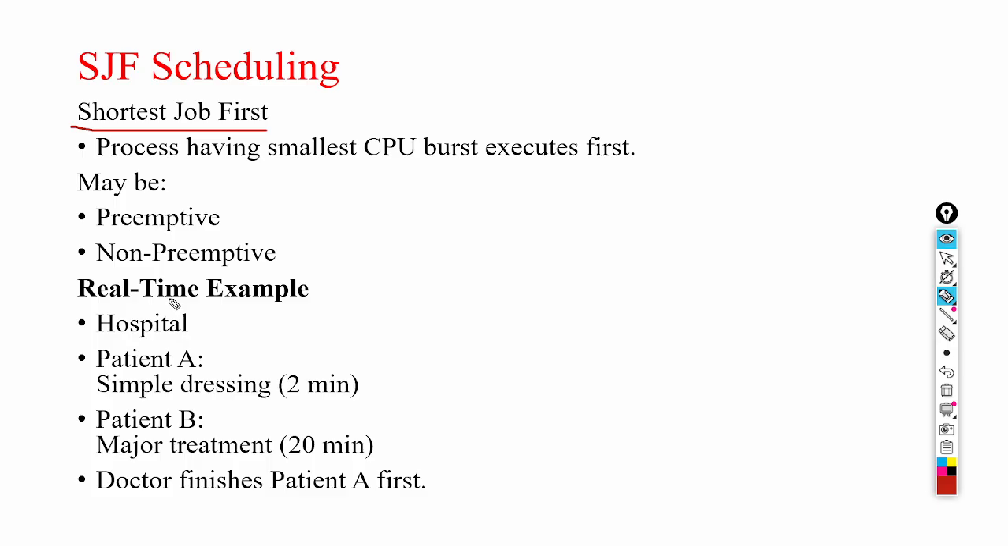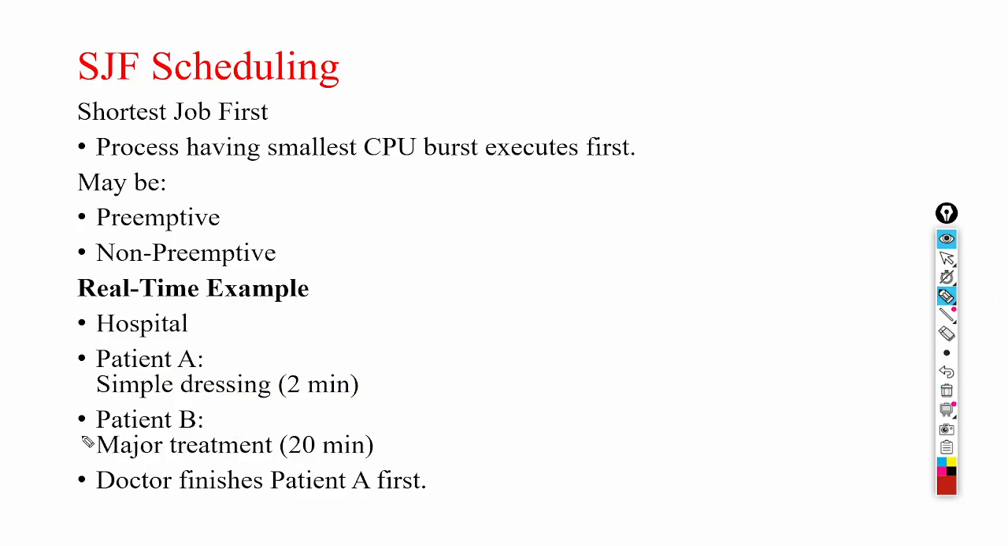So we'll give an example. Imagine a doctor treating patients. One patient needs only a bandage. Another patient requires a complex surgery, and the doctor may quickly finish the bandage case first. This is similar to SJF. There are two patients: patient A needs a simple dressing, 2 minutes, and patient B needs major treatment, 20 minutes. Which patient does the doctor finish first? The doctor finishes patient A first because the time is very less. That is nothing but shortest job first.